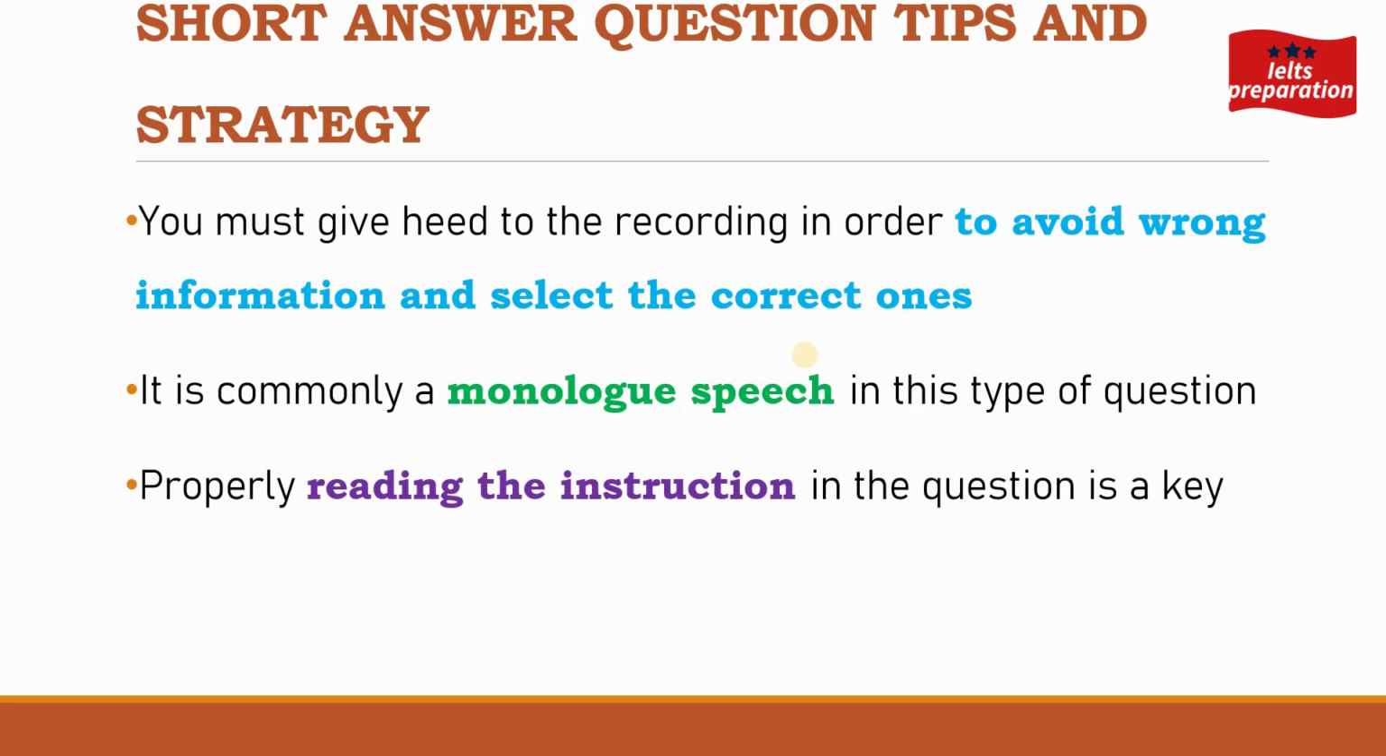The next important tip and strategy is to properly read the instruction in the question. There might be a specific instruction on how to answer the question. You may be asked to write no more than two words. You may be asked to not write more than a single number. You may be asked to write no more than a single alphabet. And also, in some cases, you may be asked to write two numbers or a single alphabet, or two alphabets and a single number. So in that case, you have to give proper attention to what has been asked and instructed in the question.